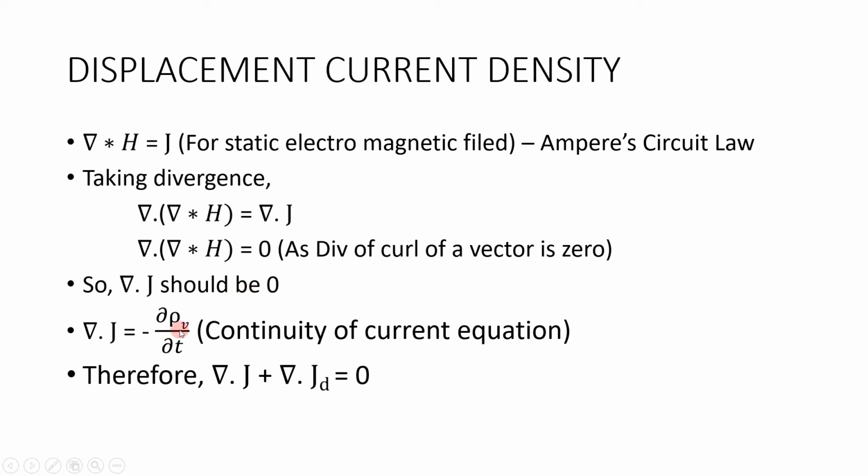But del dot J is equal to minus dou rho V by dou t in case of the continuity of current equation. So here, according to this equation, we should say that del dot J is 0. But that is not true according to the continuity of current equation. So to make this 0, you should assume that this J will be the sum of two components. So you can take J as J plus JD, where JD is displacement current density. And when it is equated to 0, you can say del dot JD is equal to minus del dot J, that is dou rho V by dou t. So here you assume that del dot JD is equal to dou rho V by dou t.